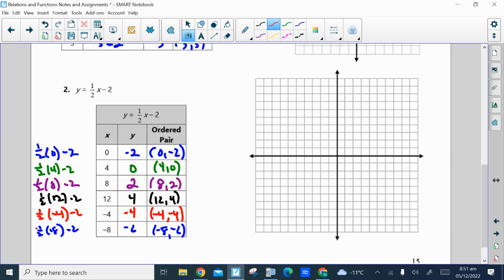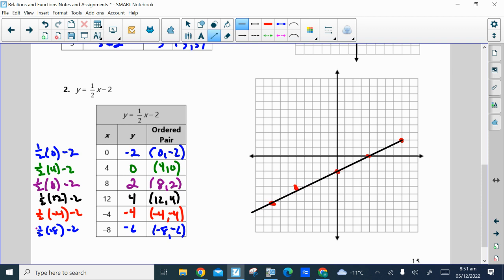So we have 0, negative 2. 4, comma, 0. 8, comma, 2. I don't really have room on this graph for the point 12, comma, 4 because my x value only goes up to 10 on this graph, so I'll skip that one. The next point is negative 4, negative 4. And the last point I have is negative 8, negative 6. Looking at all these points, they all appear to line up, so we should be able to draw a line through them.